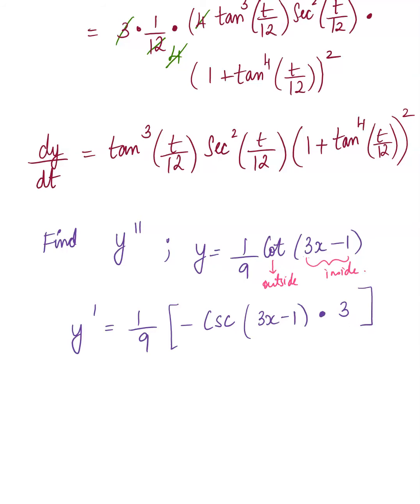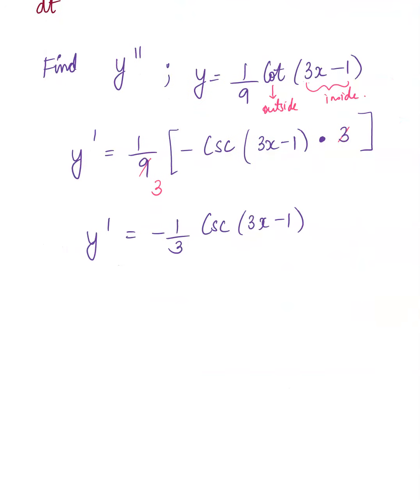And before we take the second derivative, it's a good idea to simplify this. So my y prime is negative 1 over 3, right? Cosecant 3x minus 1. Oh, cosecant squared. How did I miss that? That was a big deal. Cosecant squared. Derivative of cotangent is negative cosecant squared. Okay. We got that, and now we can do the second derivative.